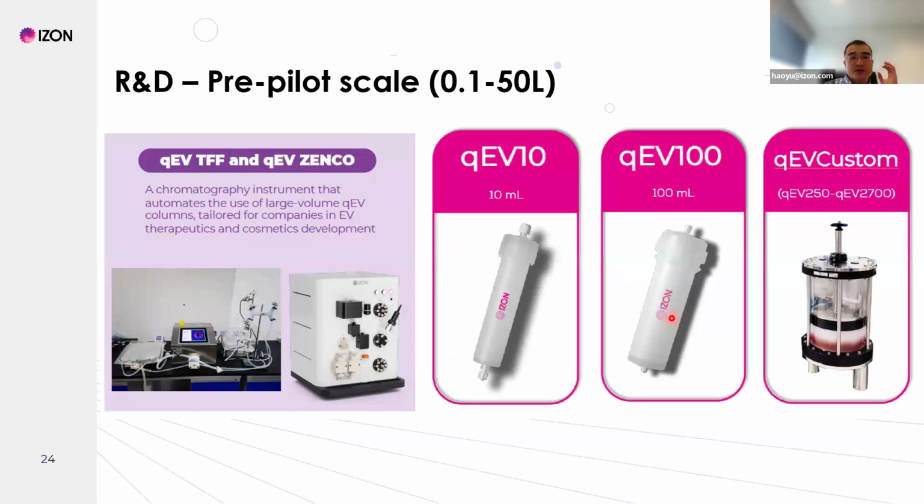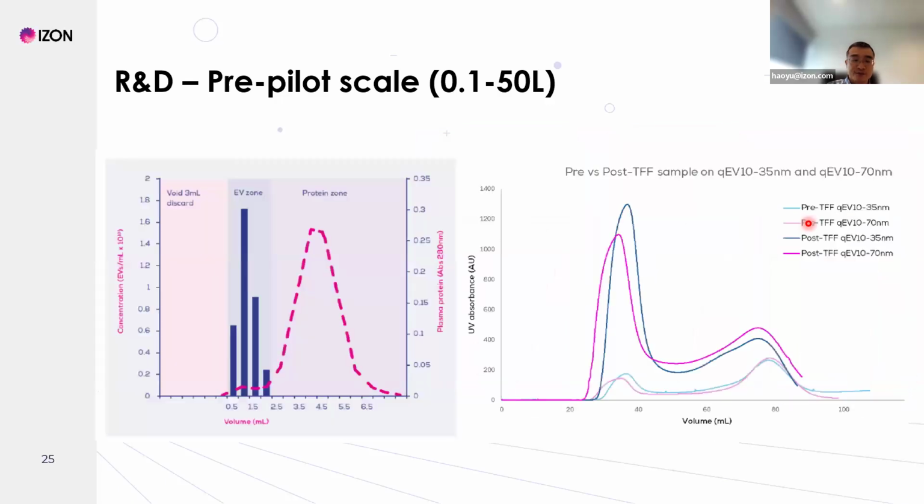And for the pre-pilot run, which is 0.1 mL to 50 mL, the combination of our QEV TFF and QEV Zenco, with the same fit-for-purpose design, makes it a good solution for this kind of scale. We usually use the QEV10 and QEV100 columns, and sometimes QEV250 mL loading. If we consider cell culture medium concentrated 20 times, you can see it is around 20 liters of initial cell culture medium.